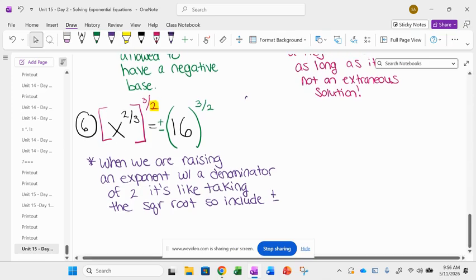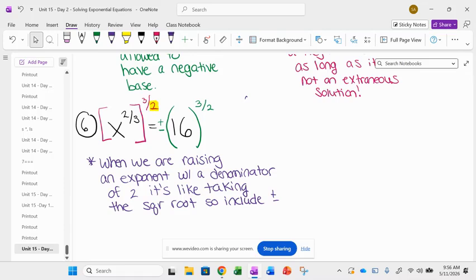So when we are raising to an exponent with a denominator of 2, it's like taking the square root, so we include the plus minus. Okay, now we've spoken about this before. We've actually done problems just like this before.